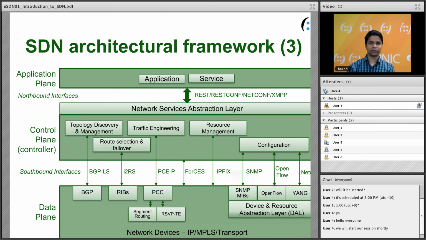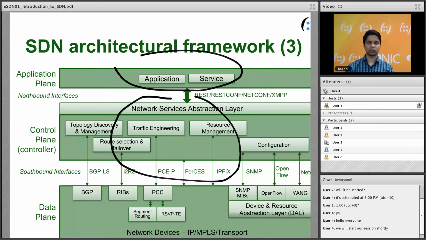And the next one, combining IETF, ITU and other frameworks, we came up with an architectural framework by ourselves. We could call it the APNIC framework, with more detailed information. In general it has all these three layers, but what protocols do we use? We have the application at the top. We have the network service abstraction layer, where we have the controller, and we use protocols to influence the data plane.